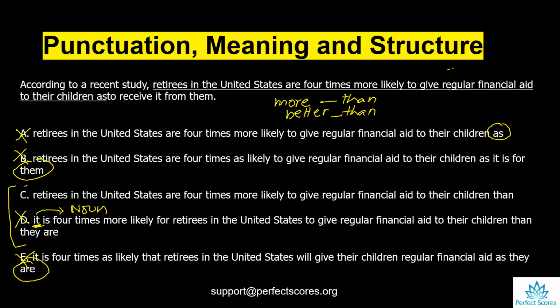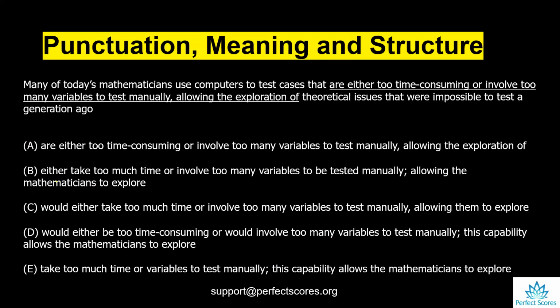Just remember, whenever you have "it", it needs to refer to a noun. And same goes for the pronoun "this". So whenever you see these pronouns, they must always refer to a noun. And yes, C is the correct option. Okay, let's try one more question before going to subject-verb agreement.